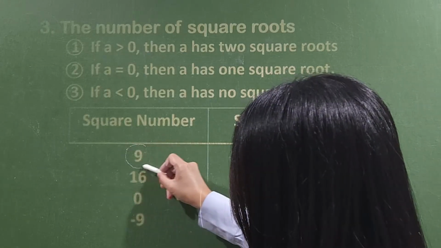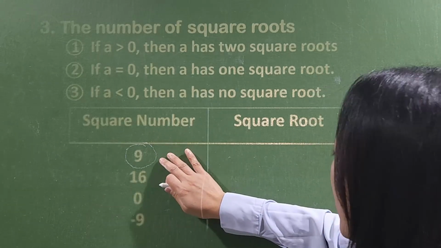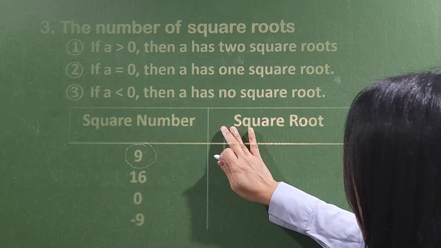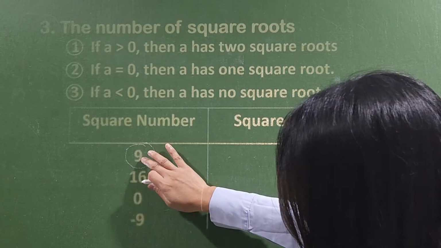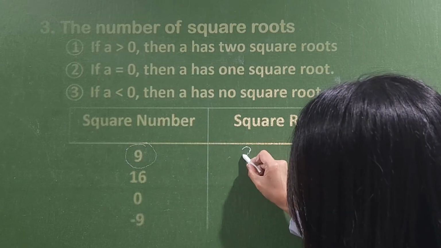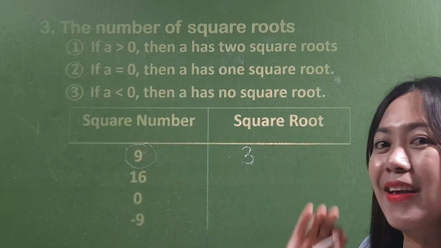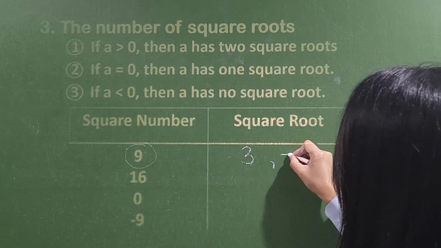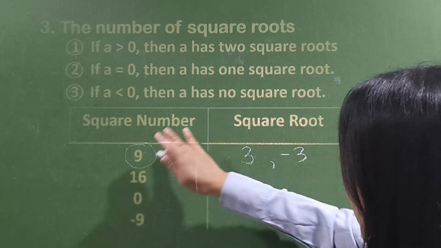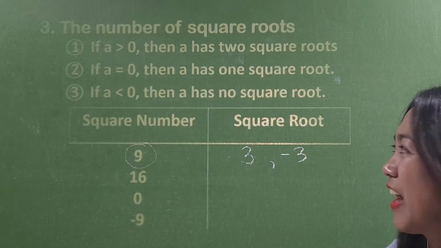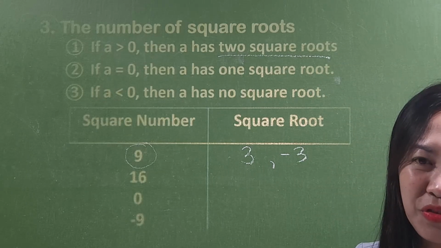Let's consider this square number 9. This is a positive number. So, what are the 2 square roots of this square number 9? It can be 3. 3 times 3 would give us 9. And negative 3. It's because negative 3 times negative 3 will give us 9. So, we have 2 square roots.